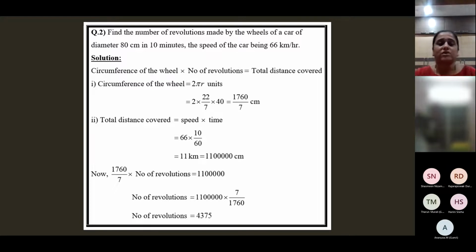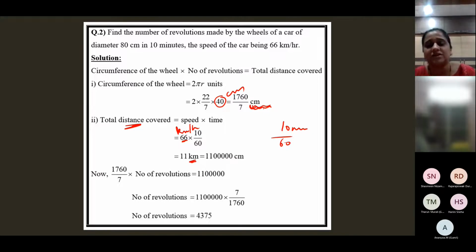So you should be very careful with the units. Here the circumference, how do we know that the circumference is in centimeters? Because the diameter was 80 centimeters and the radius is 40 centimeters. So this answer will be in centimeters. Now the speed is 66 kilometers per hour, and the time should be substituted in hours, but it's 10 minutes. So divide by 60, 10 by 60 hours. Total distance, so that will be in kilometers, 11 kilometers.